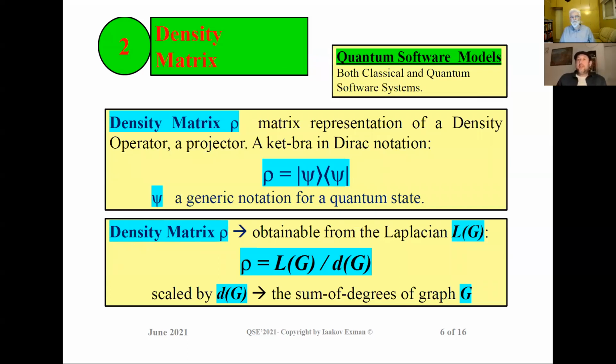The density matrix enables both classical and quantum software systems. Density matrix ρ is a matrix representation of a density operator, which is a projector, and we'll discuss it later. It is notated as ket-bra in Dirac notation. As you can see, ρ equals ket psi bra psi, where psi is a generic notation for a quantum state. Density matrix ρ is obtainable from the Laplacian: ρ equals the Laplacian divided by d of G, where d of G is the sum of the degrees of the graph G.